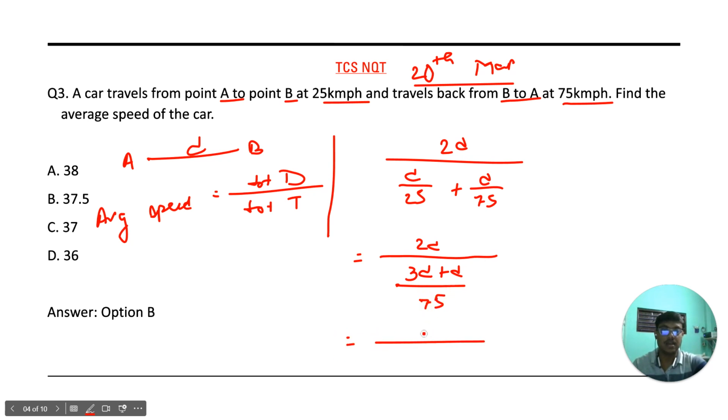Okay, so we have 2d into 75 divided by 4d. So 2, and that is equal to 37.5 would be the answer. Yes. So yeah, option B is the correct answer. Option B is our correct answer. Hope you all got to know the logic. Let's move on to the next question.